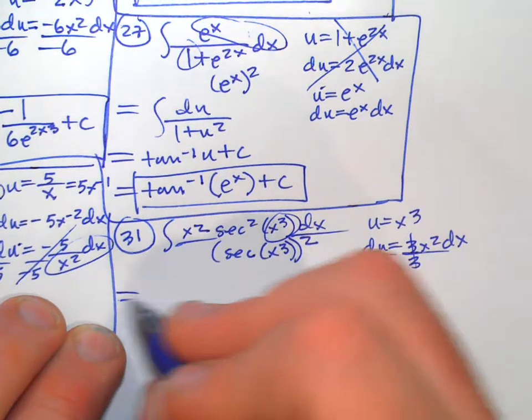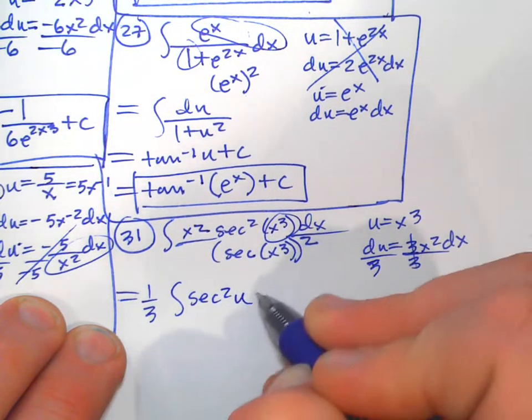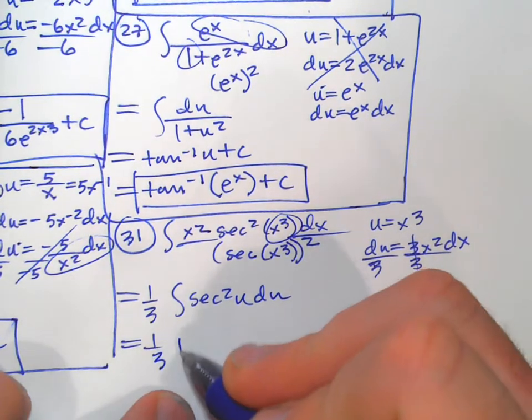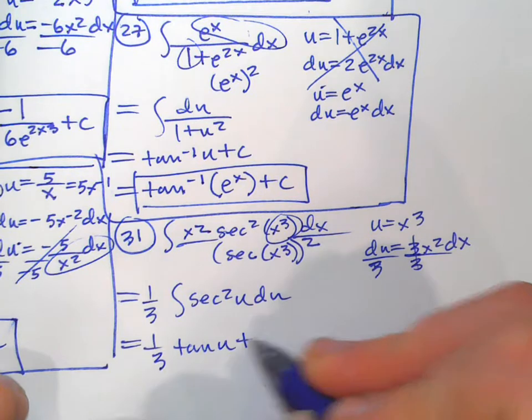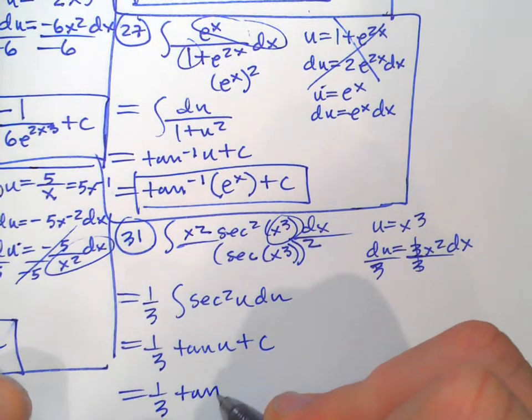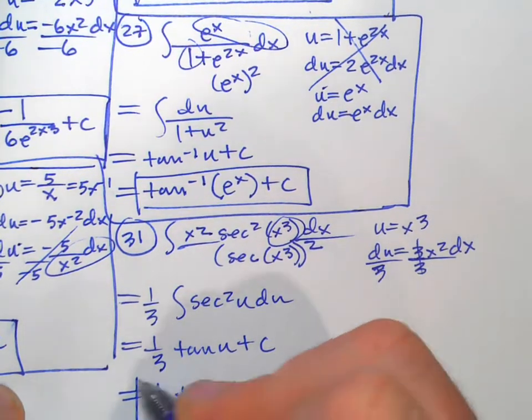So we can get 1/3 in front. And it's going to be secant squared u du, which, if you integrate, is tangent u plus c. Final answer, 1/3 tangent of x cubed plus c.